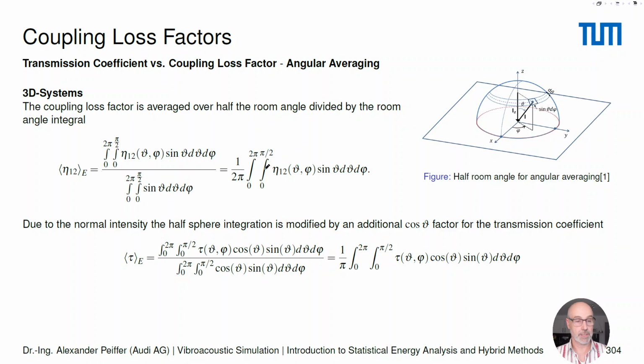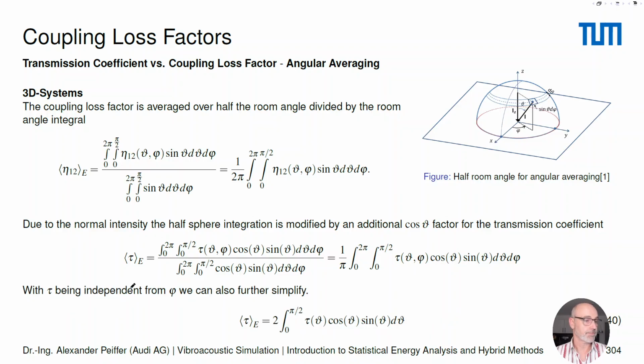So again, that looks slightly different, but just to keep in mind, that's very important for you. We have different expressions for the averaging of the coupling loss factor and the transmission coefficient. Especially in plane wave theory, this is very often used. You should keep this in your baseline formulas. Okay, good. So just one simplification.